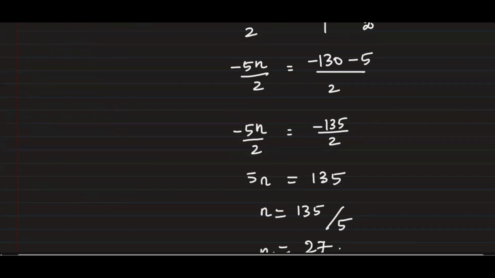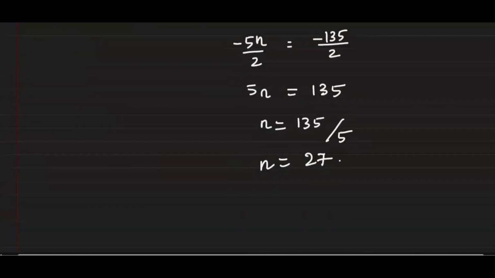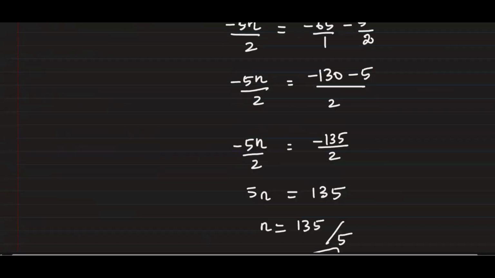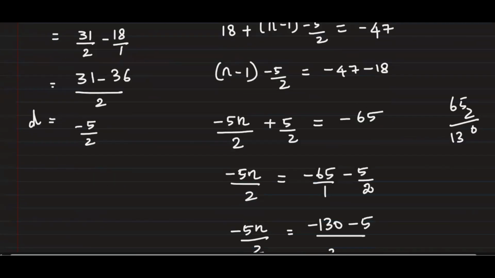So the last term, that is the 27th term, is minus 47. So there are 27 terms in this given series. So there are 27 terms in this series and the value of 27th term is negative 47. So we have used this information to get the answer. Fine. Hope it's clear.